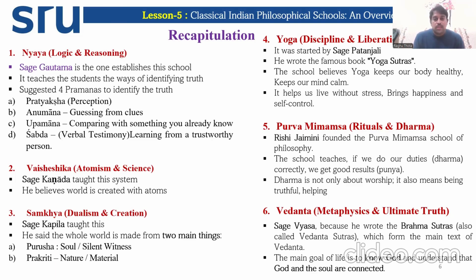And the fifth school is Purva Mimamsa school. It is a school of rituals and dharma. It was proposed by Rishi Jaimini. The school teaches that if we do our duties, that is nothing but dharmas, correctly, we get good results.